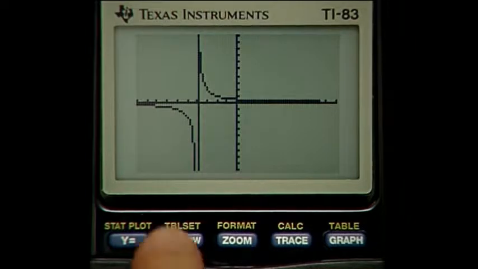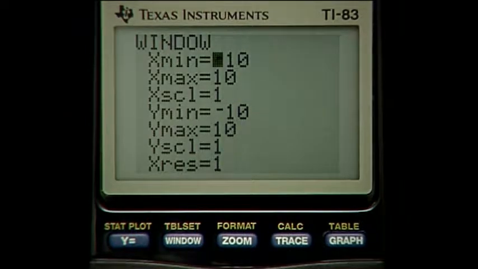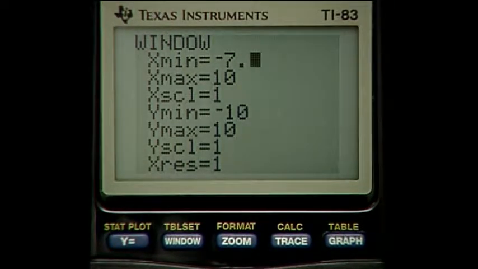So let's go to the window settings. Friendly settings, you recall, are those that are integer multiples or divisors of 9.4. I'm just going to enter -7.4 here for x minimum, and for x max I'm going to enter 2, and that gives a total horizontal distance of 9.4.